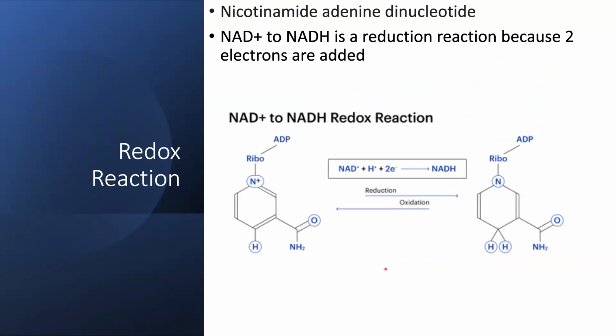Also, in this process, we get NAD plus to NADH. So we get this reduction reaction where NAD plus is converted to NADH. In doing that, we lose those electron carriers, and they'll need to be recharged later on.